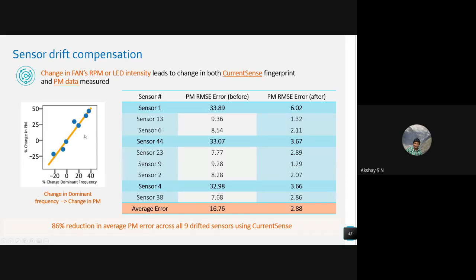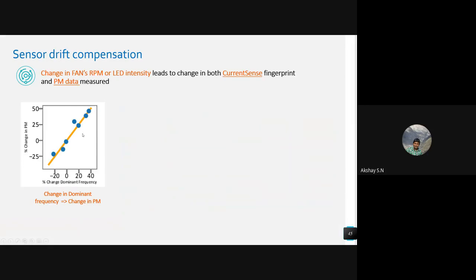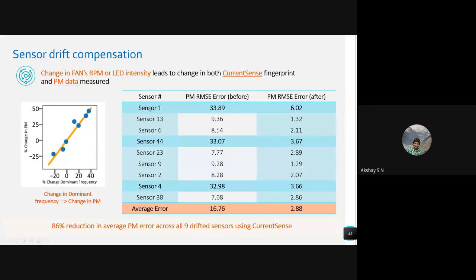We can now use this correlation to determine, first of all, is there a drift, and can we compensate for that? So what we have done is we identified there were 9 sensors which had sensor drift. In these 9 sensors, we looked at the PM RMSE errors. As you can see, there are very high RMSE errors, close to 16 across all these sensors. After using current sense and automatically calibrating these sensors, we can reduce the RMSE error to less than 3, which is over 86% reduction in average error across all the 9 sensors.